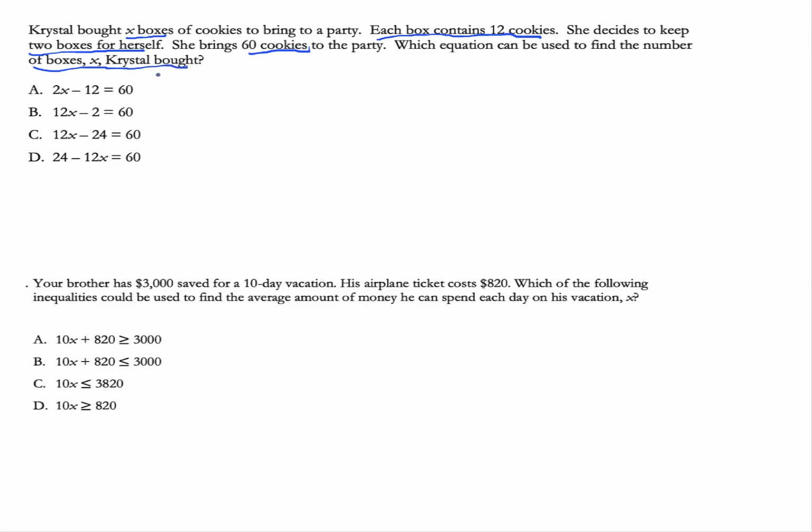Now, this problem you have to read carefully. Notice they're talking about cookies and yet they're talking about boxes. So we see the 60 and answer choices A, B, C, and D have the 60. We can't eliminate any one as yet. So we know it equals 60. Everything in this equation is going to be written in terms of cookies rather than boxes. So we know that each box contains 12 cookies, but we don't know how many boxes Crystal bought.